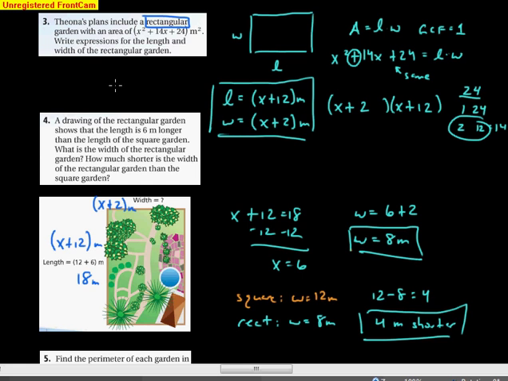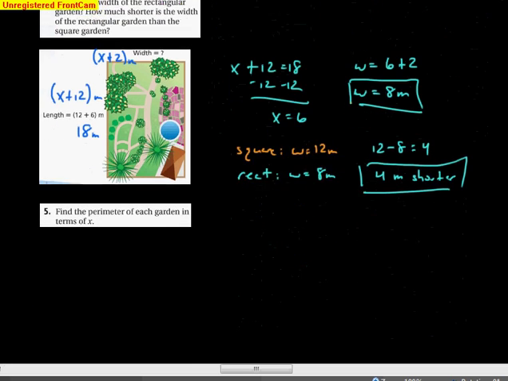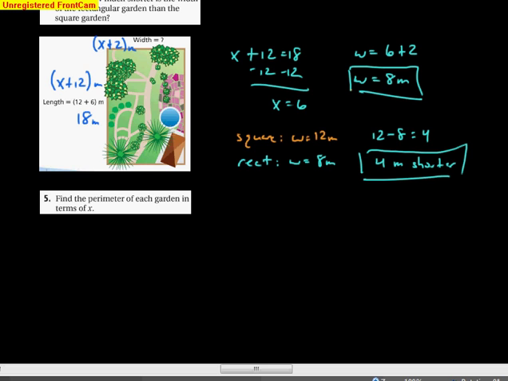So to answer the questions, what is the width of the rectangular garden? Yes, the width is 8 meters. And then how much shorter is the width of the rectangular garden than the width of the square garden, and it's 4 meters. And now lastly, find the perimeter of each garden in terms of x.